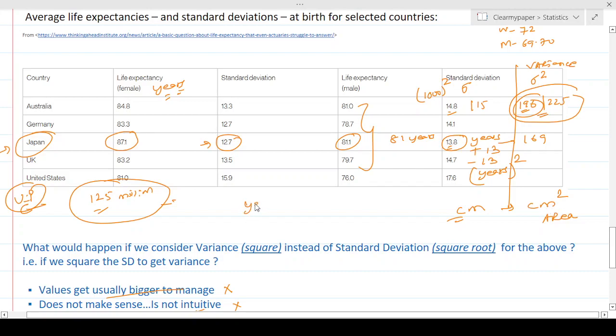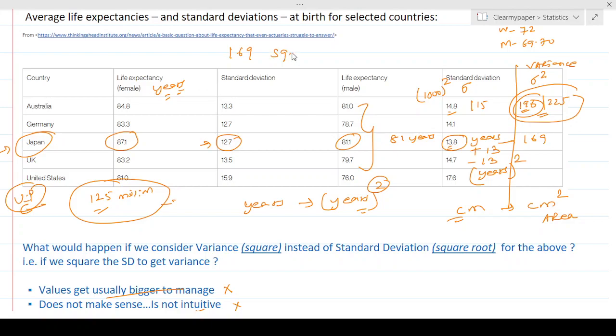But if you're going to measure in years, and then that years becomes year square, what does it even mean? I mean, if you're squaring a unit, does it even mean anything, this unit of measurement? So if you say, what is the variation for this particular person? We say it's going to be 169 square years. Does it even make sense? So it also messes up the unit of measurement.